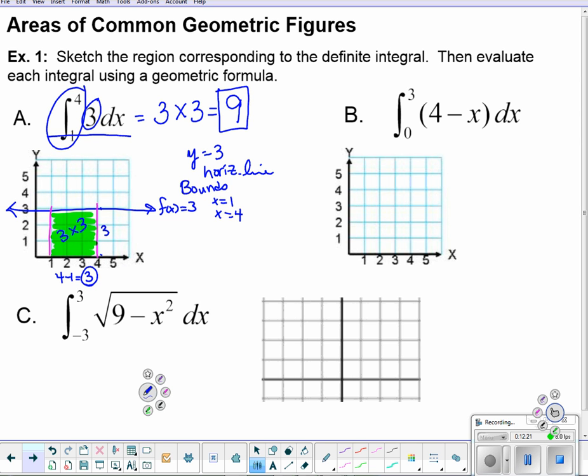Easy? I think so. The next one I see I'm going to be bounded from 0 to 3. You could plot those in if you want. 0 to 3. And then here is my function, 4 minus x. So that's a linear function this time. Let's go up to 4, which is our x-intercept, and then count down by a slope of down 1, right 1. Connect up my dots, shade in the region that we're interested in. We are interested in this region.